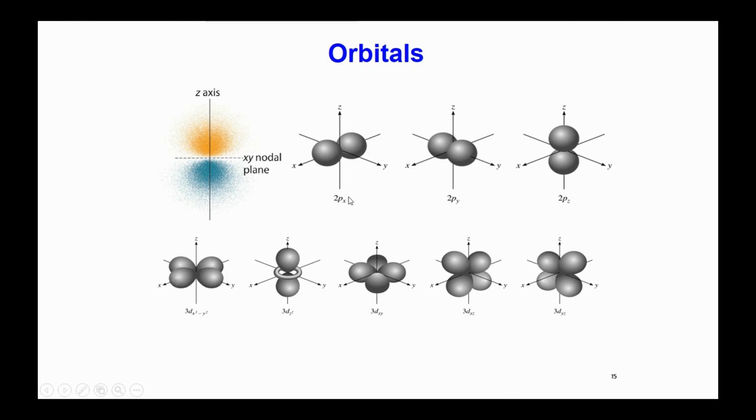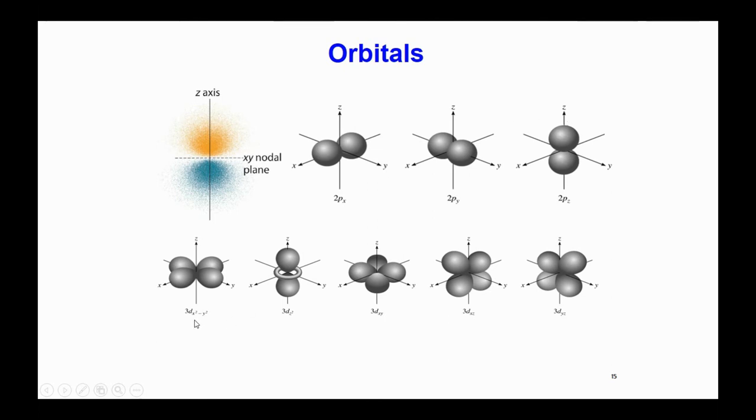So p orbital has three orientations, 2px, 2py and 2pz. So if we look at 2px, the orbital must lie on the x-axis. For 2py, the orbital lies on the y-axis. And for 2pz, it lies on the z-axis.